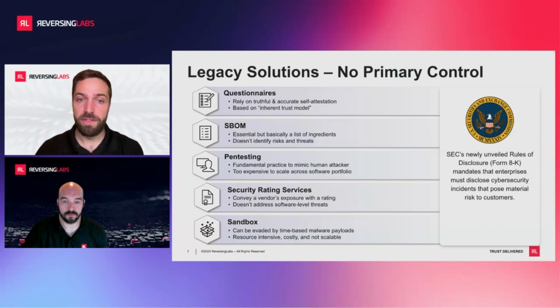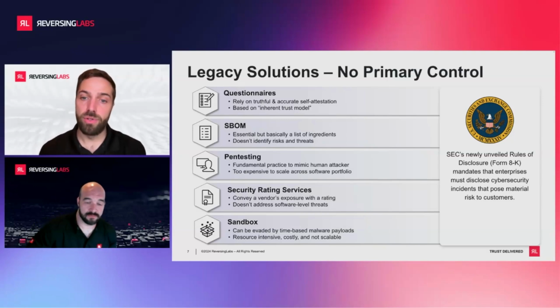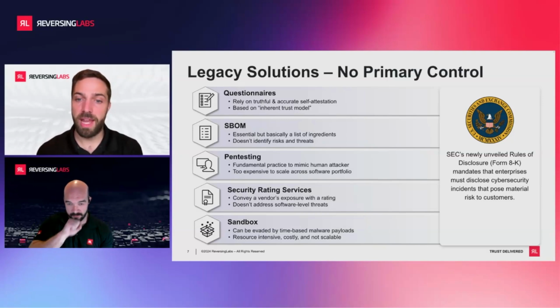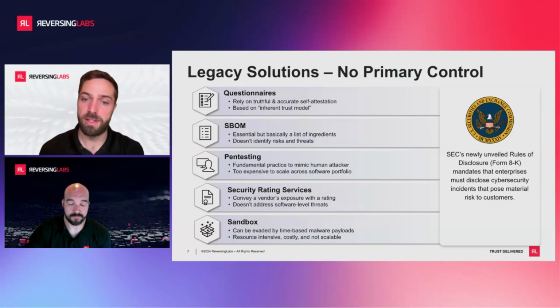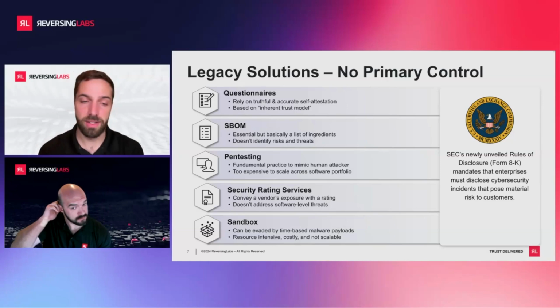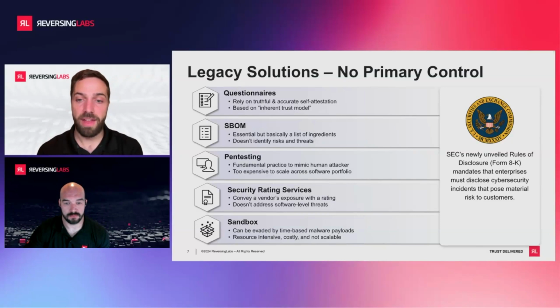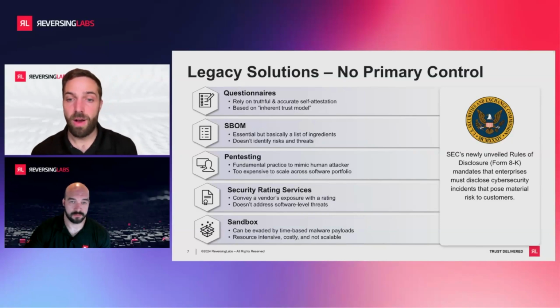And these all feed into another challenge that I want to mention, which is the SEC's new rules of disclosure, Form 8-K, that mandates that enterprises must disclose cybersecurity incidents that pose material risk to customers. When you don't have a primary control in place, it becomes really difficult to have that ability to disclose potential threats, risks, to even know them as they are present to your own business.